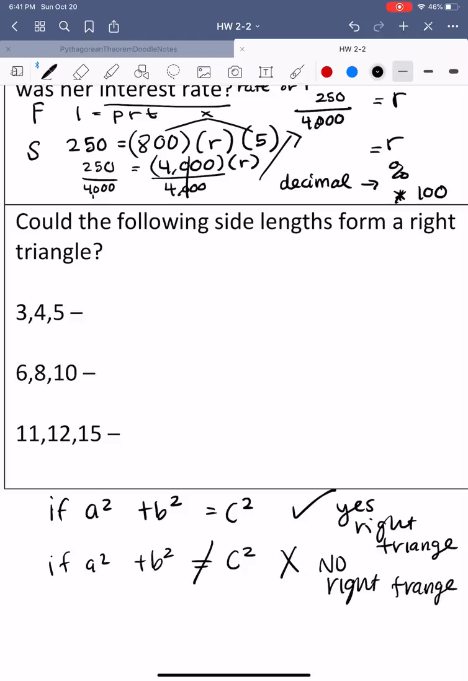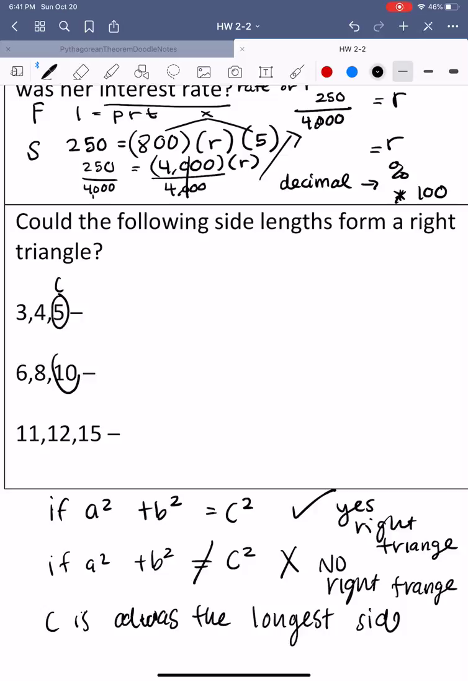So remember that C is always the longest side. I'm going to go ahead, and this is always going to be C, this is C, and this is C. So I can just substitute these.